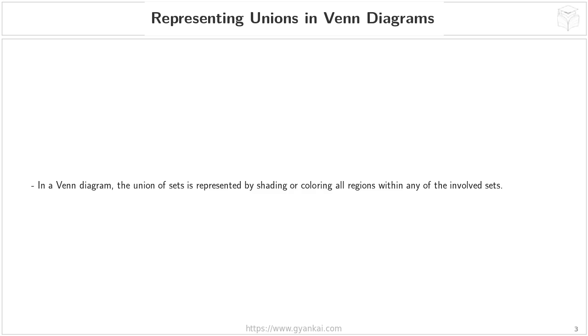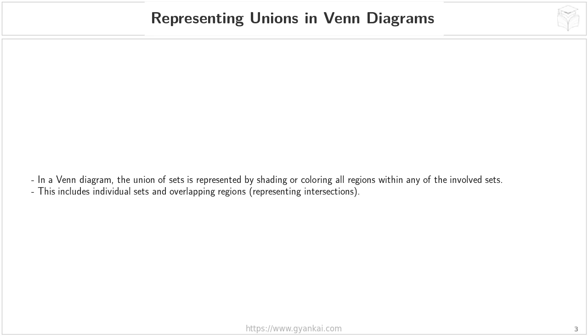Representing unions in Venn diagrams. Let's move on to how we visualize the union of sets using Venn diagrams. As we discussed on the previous slide, the union combines all the elements from each set, getting rid of any duplicates. So this slide explains how to represent that visually. The first point here tells us that in a Venn diagram, to show the union of sets, we simply shade or color in all the regions that are part of any of the sets involved.